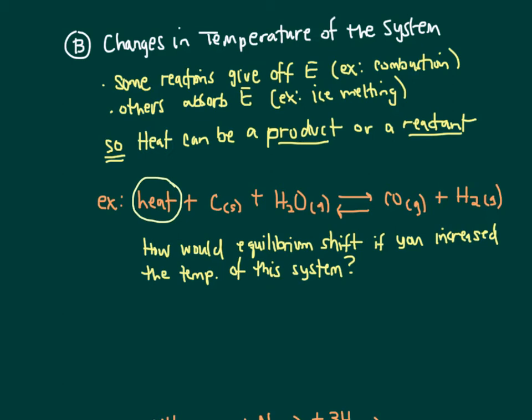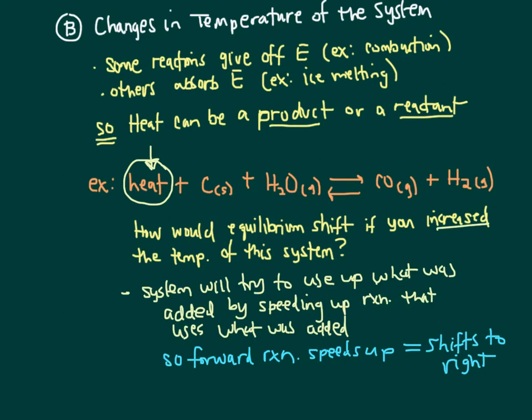In this case, we are increasing the heat, so that means we're adding heat to this, right? We're inputting heat, so we're basically adding something to the reactant side. So your system is going to respond by trying to get rid of what you just added. The reaction that uses heat in this system is the forward reaction, so that's going to speed up to use up the added heat, and you would say that this reaction is going to shift to the right.